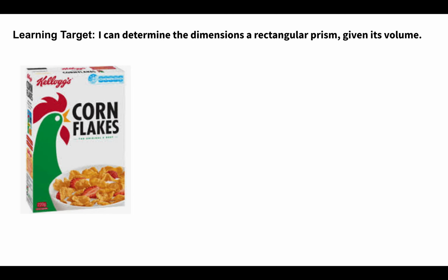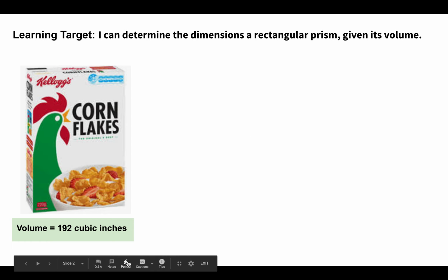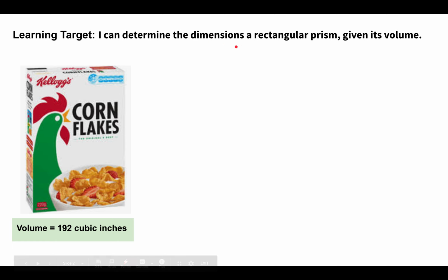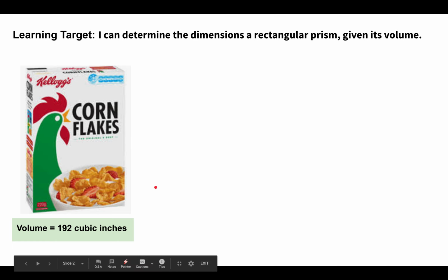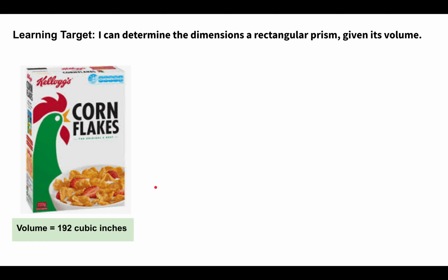So right now you're looking at a box of cornflakes, which happens to be my favorite cereal. And I'm going to tell you that the volume, if you were to fill up that box with cornflakes, is about 192 cubic inches. What I want to know, though, is what are the possible dimensions of this box? Now, guys, there are multiple correct answers here. There are several ways that I can get to 192 by multiplying three numbers.